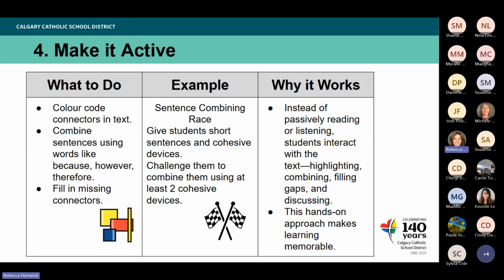So why does it work to make it active? Instead of passively reading or listening, students interact with the text, highlighting, combining, filling gaps, and discussing. This hands-on approach makes learning more memorable.